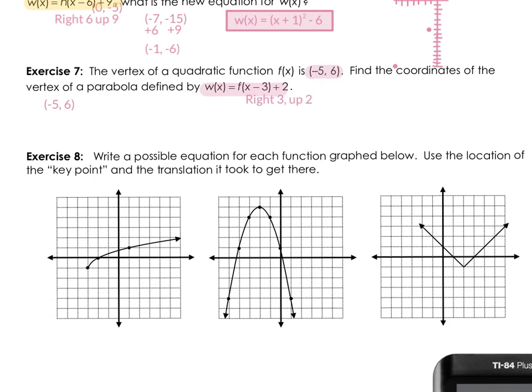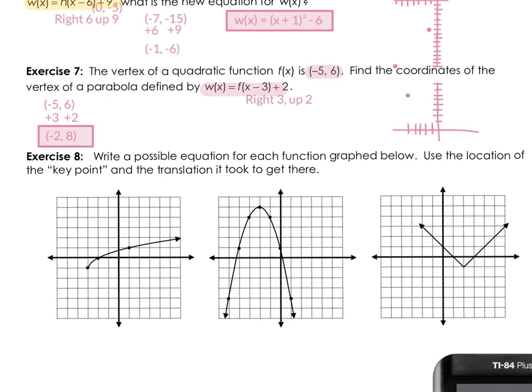So I'm going to add 3 to my x value. When I add the 3, that gives me -2 as my new x value. And then up 2, so that means to the y, I'm going to add 2. So 6 plus 2 gives me my new y value, which is 8. So my new turning point is -2, 8.